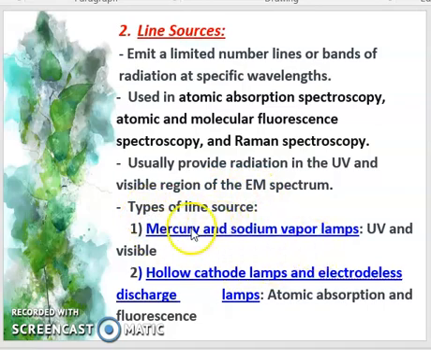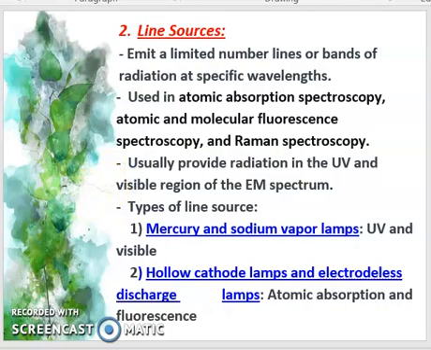These are the types of line source. We have mercury and sodium vapor lamps, which are used in UV-visible instruments, and we have hollow cathode lamps and electrodeless discharge lamps, which are used in atomic absorption and fluorescence spectroscopy instruments. Okay, so that is line source. Means that line source ni dia provide radiation at certain wavelength only.